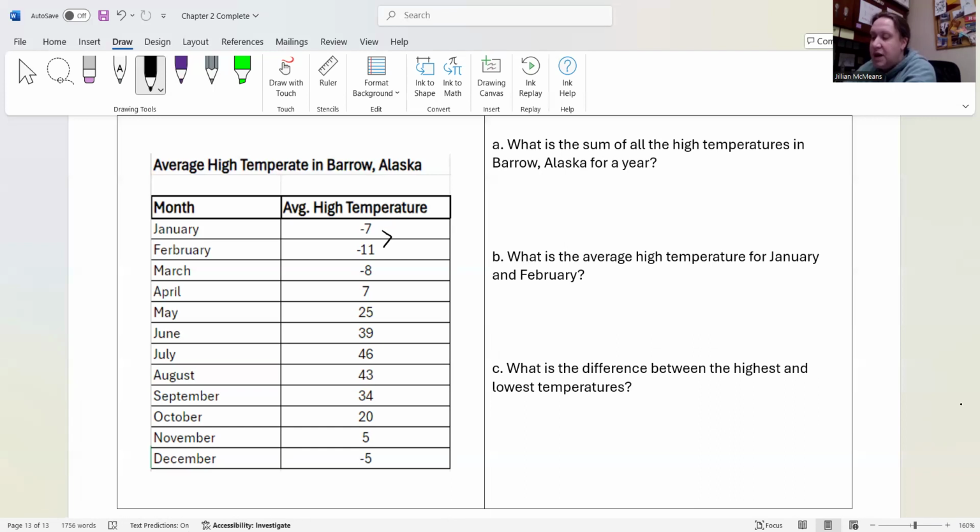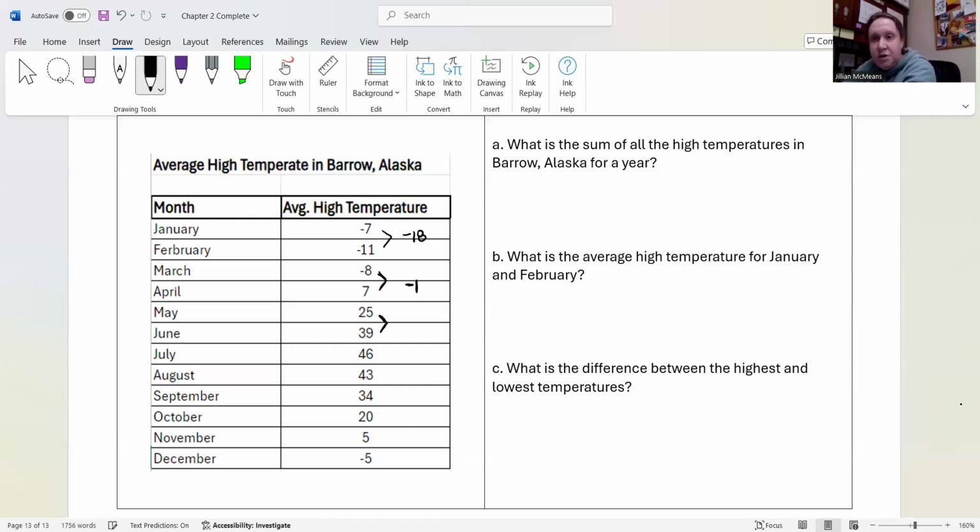So the first 2 months, we have -7 plus -11. When you add two numbers with the same sign, you just add and keep the sign. So 7 plus 11 is 18. So we get -18 here. Let's look at the next 2 months. So the next 2 months, we have -8 plus 7. When you're adding two numbers with different signs, you want to find the difference in the positive and negative. So 8 minus 7 is 1, but what did I have more of? Did I have more positive or more negative? In this case, I had more negative, so I get -1.